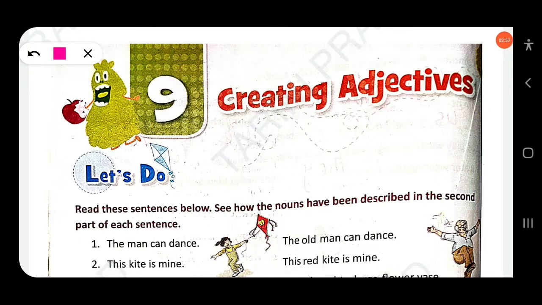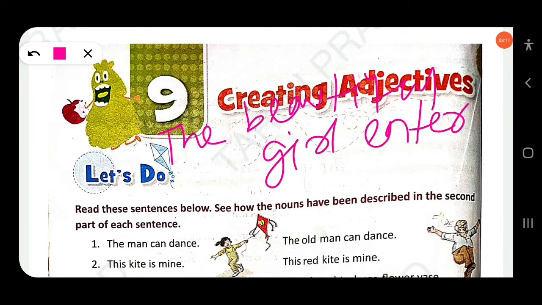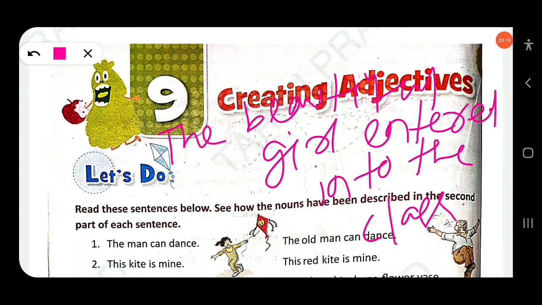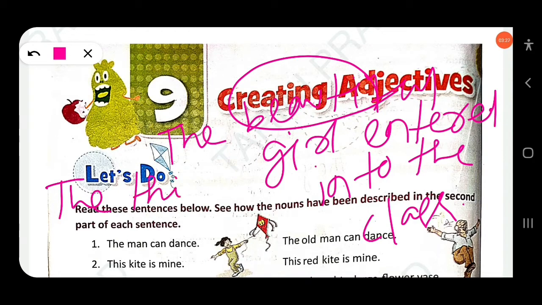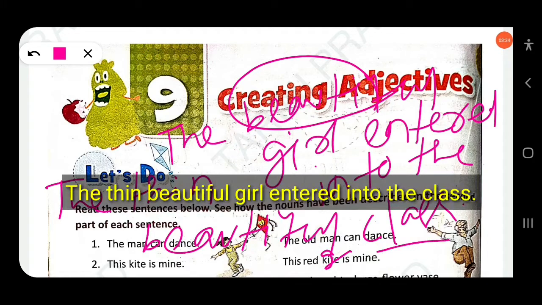Suppose, take an example. The beautiful girl entered into the class. Here there is only one adjective, beautiful, but you can also use more than one adjective in a sentence. Similarly we can write, the thin beautiful girl entered into the class. Similarly you can also add more adjectives.